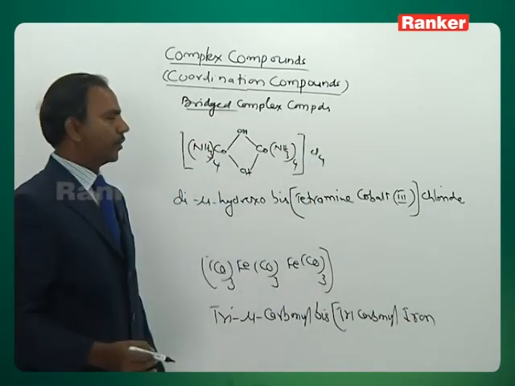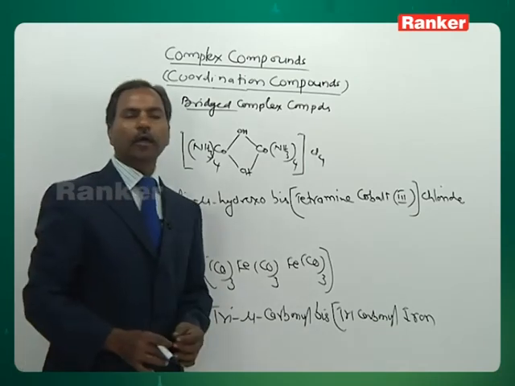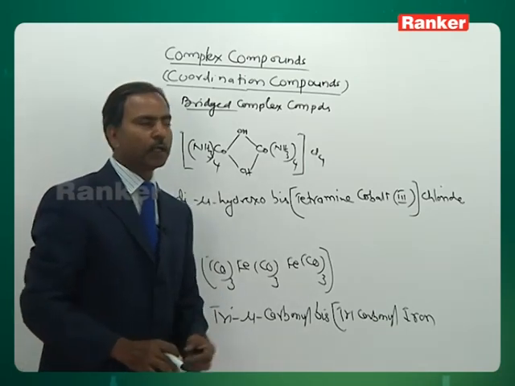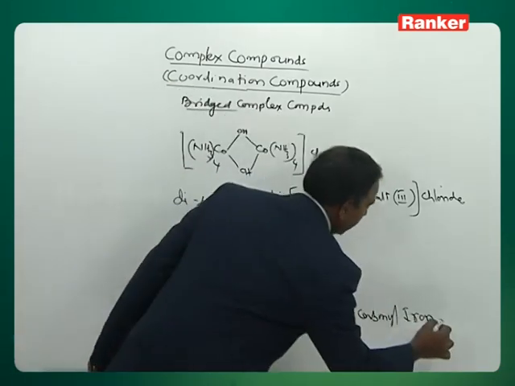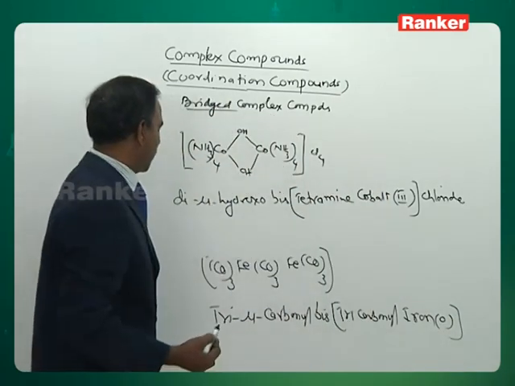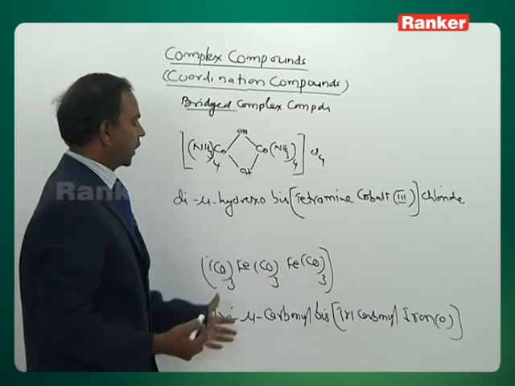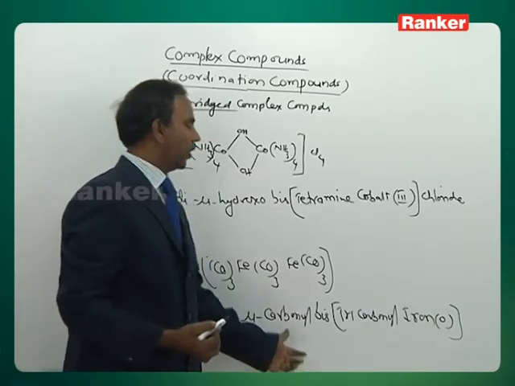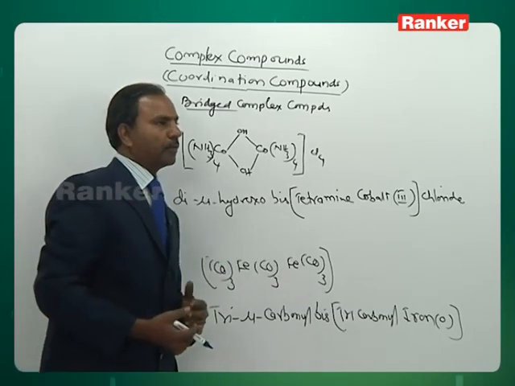Iron oxidation number is 0. Why? All are carbonyl ligands. You know well, carbonyl is a neutral ligand. Therefore, there is no charge in the complex, and iron becomes oxidation number 0. This is the way to name this complex. Mu carbonyl bis tricarbonyl iron 0 is the name of this complex. So, in this way, we name these bridged complex compounds.